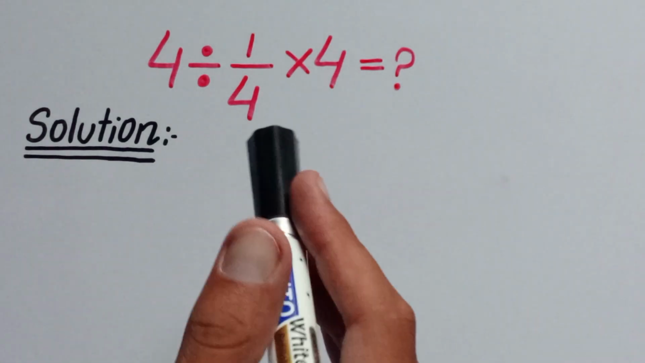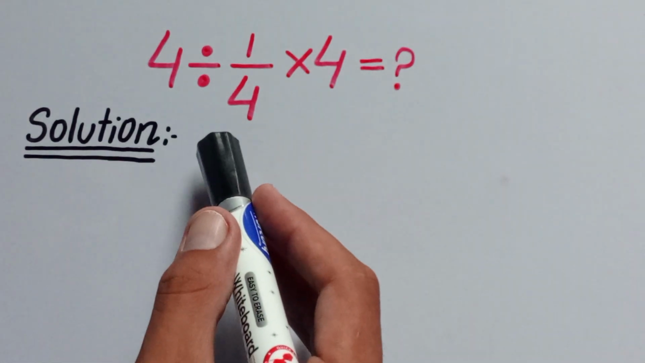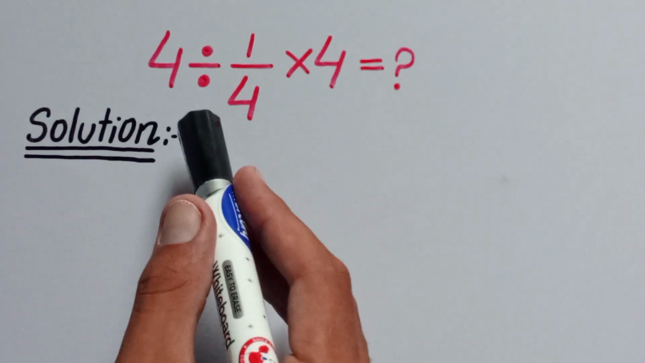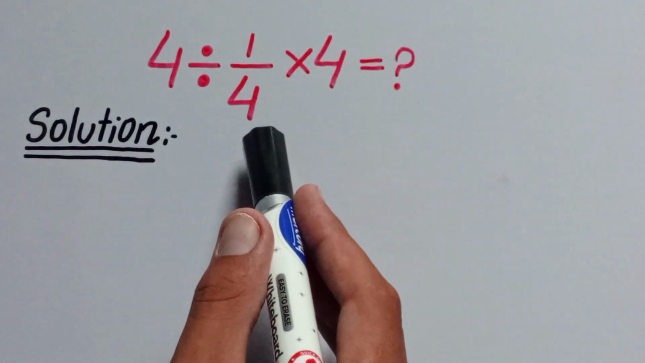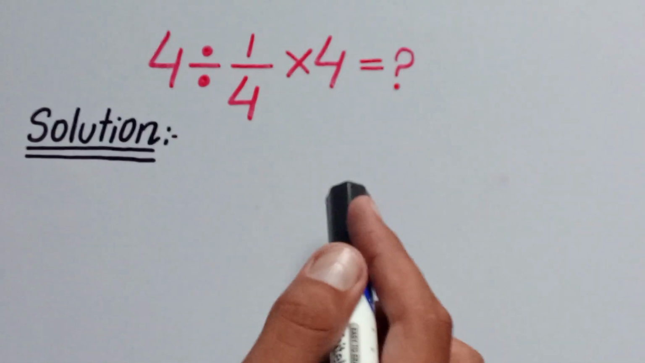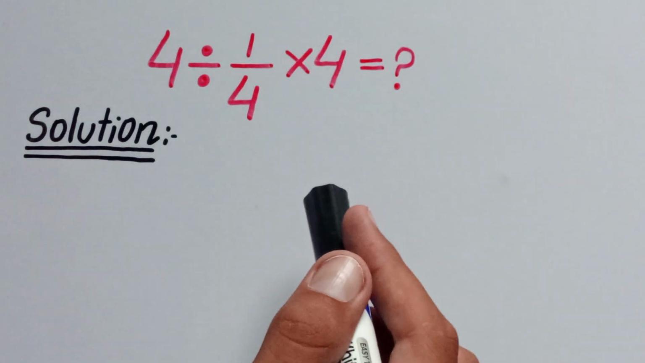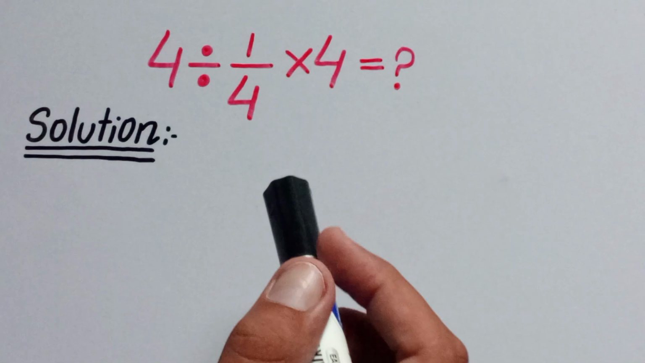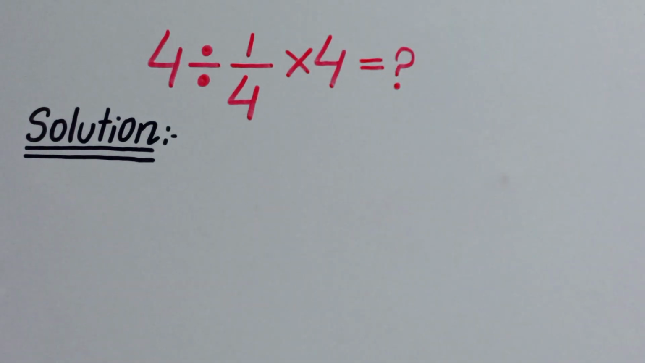In this video, we can find the value of this expression, which is 4 divided by 1 upon 4 times 4. If you are genius, then stop the video and, before watching the video, comment your answer. So we can start this question.